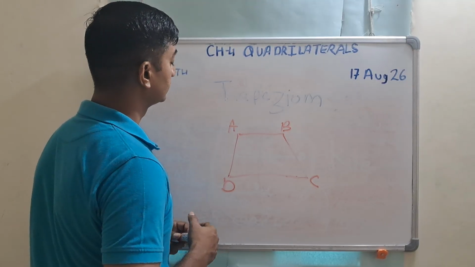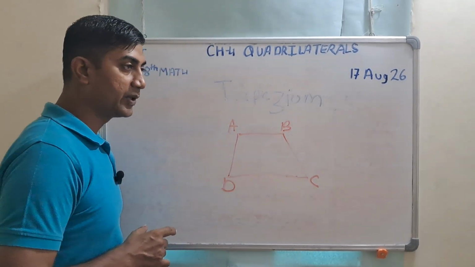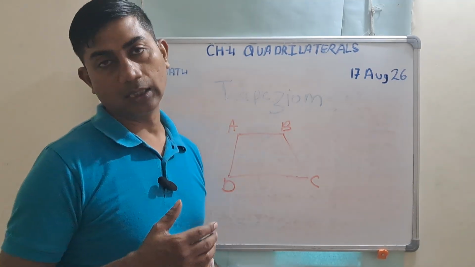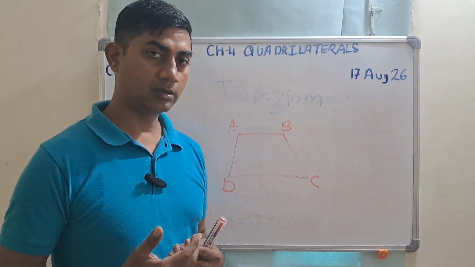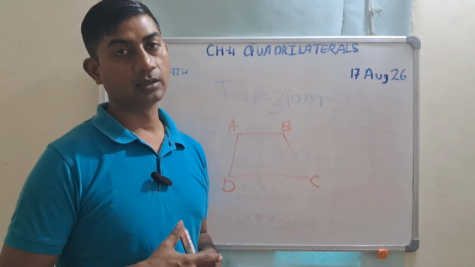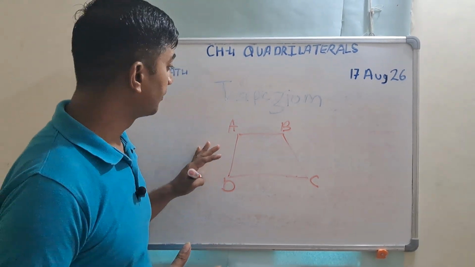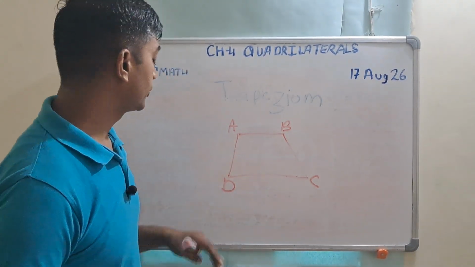Understood? So this is the mandatory definition of the trapezium, that we cannot call a square, rectangle, or rhombus a trapezium, because there are two sets of parallel lines, and for a trapezium we require only one set of parallel lines. Understood?